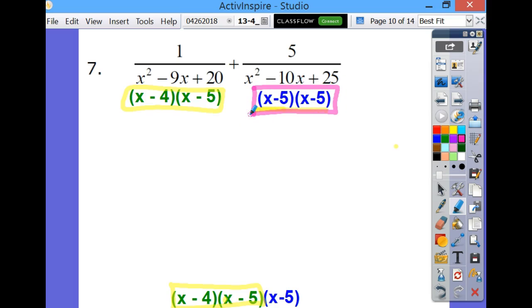This part down here circled in the yellow is the first denominator. You see the first denominator? This part right here is the second denominator. You've got to have all of both of them. This has two x minus 5s, so this has to have two x minus 5s. This is repeated.